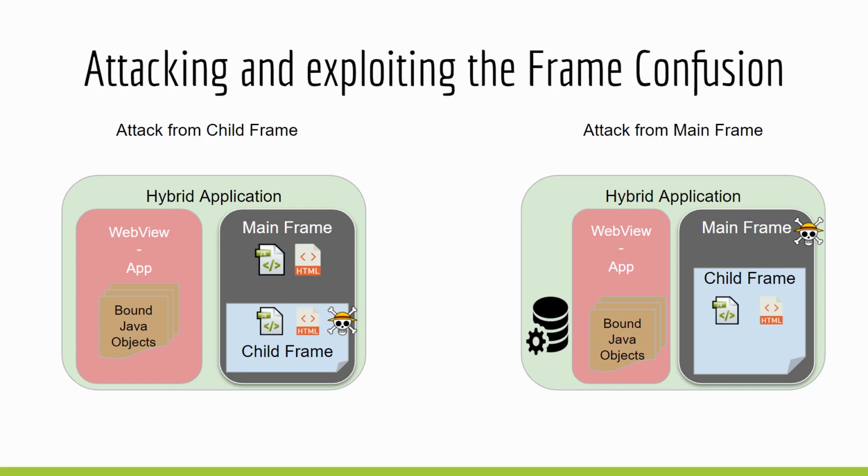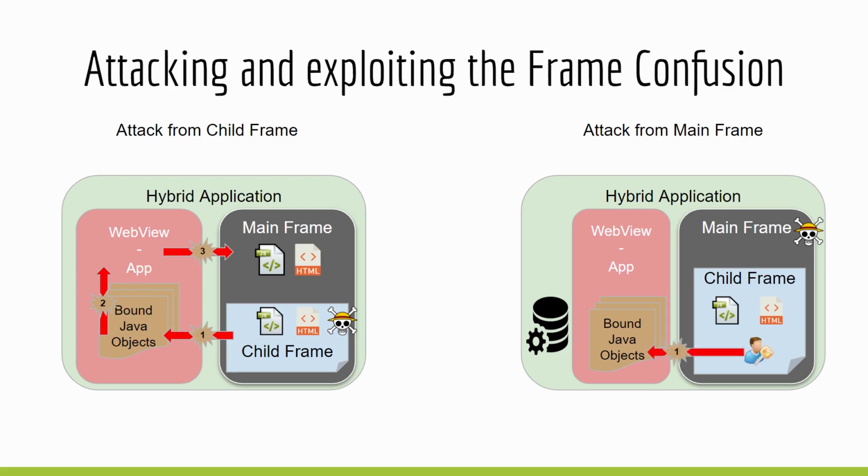Frame confusion can be exploited using a compromised child frame, for example a malicious advertisement, or a compromised mainframe. In the first case, an attacker can create a malicious advertisement campaign or a man-in-the-middle attack on the advertisement, and can invoke some Java methods through these interfaces. These methods do some work and send a result to the mainframe, which is the legitimate page. For example, an attacker can invoke a method to send an SMS or call some number.